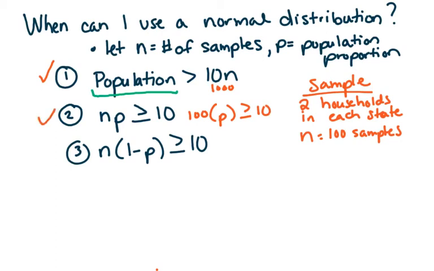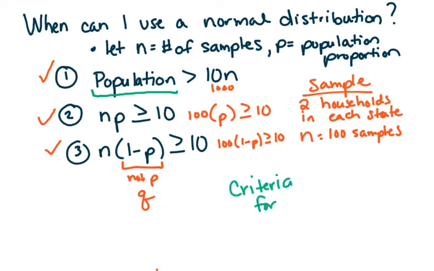And then number 3 is very similar to the last one, except they use 1 minus p. 1 minus p is the same thing as the proportion that's not p. Sometimes they'll also use q. I've seen them use that in situations before also. But if the number of samples times 1 minus p is greater than or equal to 10, then that's your third criteria. So then yes, you can use a normal distribution. So those are the 3 things that we want to be checking for. So, criteria for normal distribution.